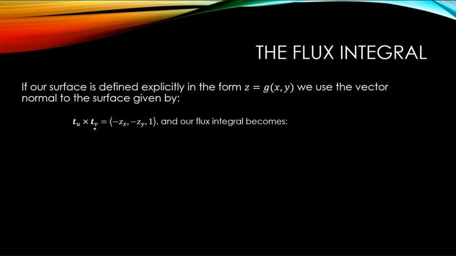T sub u crossed with t sub v is equal to the vector with components negative z sub x, negative z sub y, and 1, so that my flux integral now becomes the double integral over R of the quantity minus f times z sub x minus g times z sub y plus h dA.